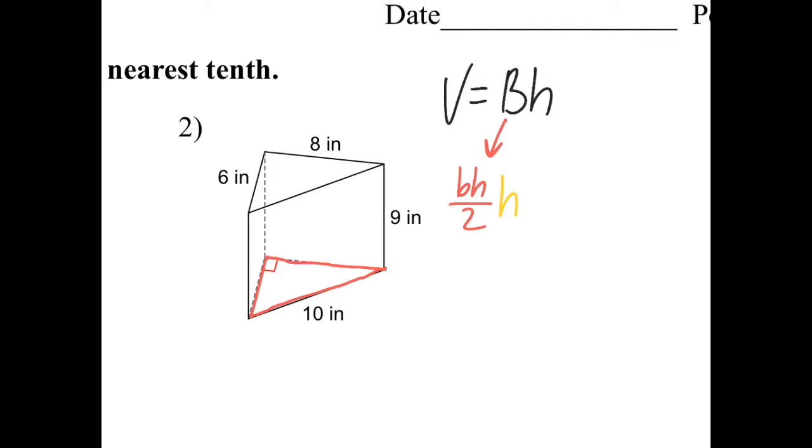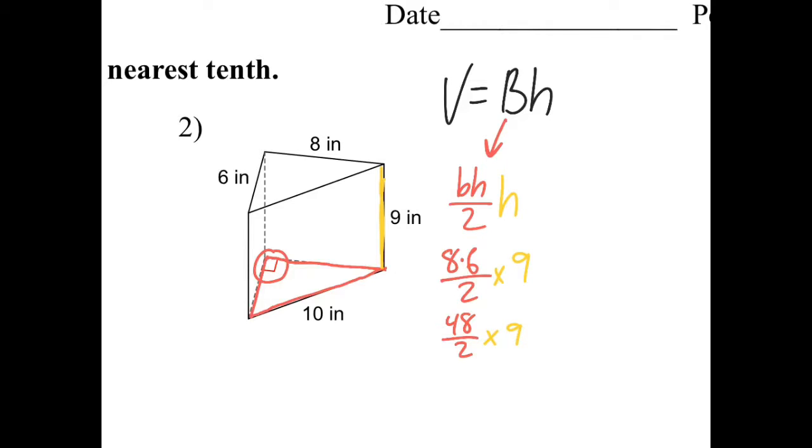So the base and the height, again, I'm going to look at the sides attached to the 90-degree angle. So my base is going to be 8, and my height is going to be 6. Divide that by 2, and the height of the entire figure is 9 inches. So that times 9. 6 times 8 is 48. We'll divide that by 2. We'll have our times 9.